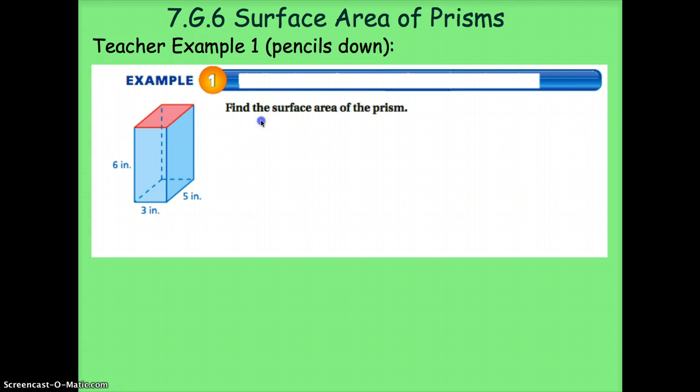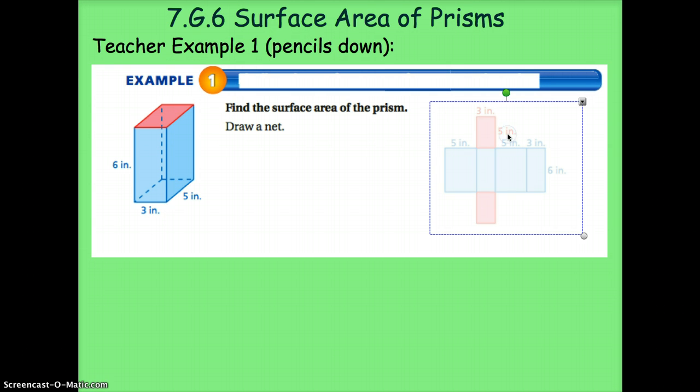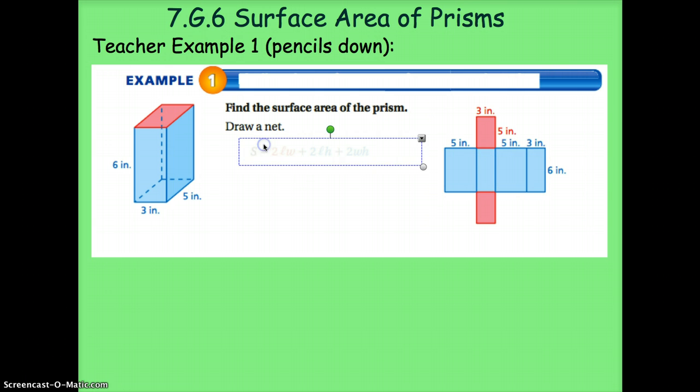So first things first, we need to go ahead and draw a net, which I did right over here. As you can see, we've got two bases and four faces. If we were looking for the lateral surface area, which sometimes it will ask you, you would just be finding the surface area of the blue, this giant rectangle right here. But since we're looking for the entire surface area, we want to find the two bases, these two faces that are congruent, and then these two skinny faces that are congruent. We can use length times width, or as you already know, base times height for our rectangle formula.